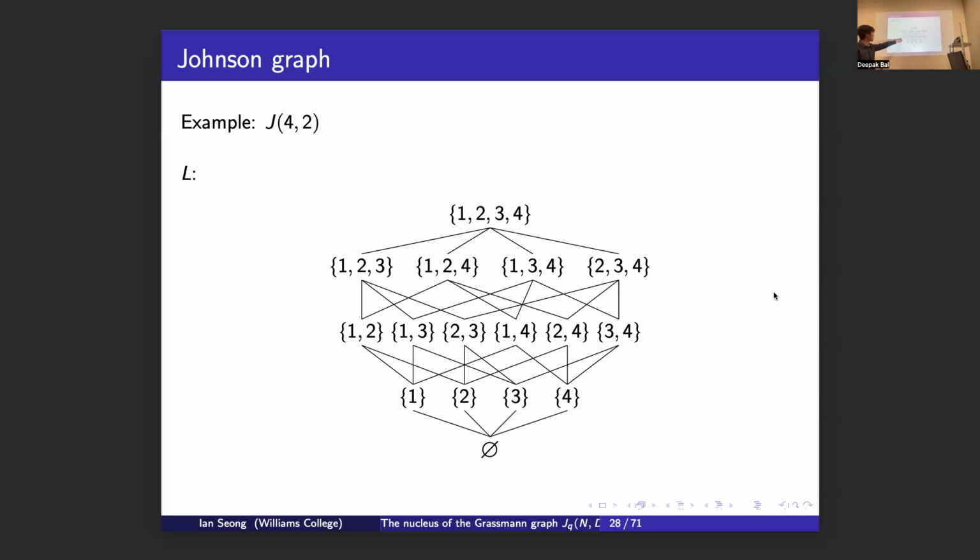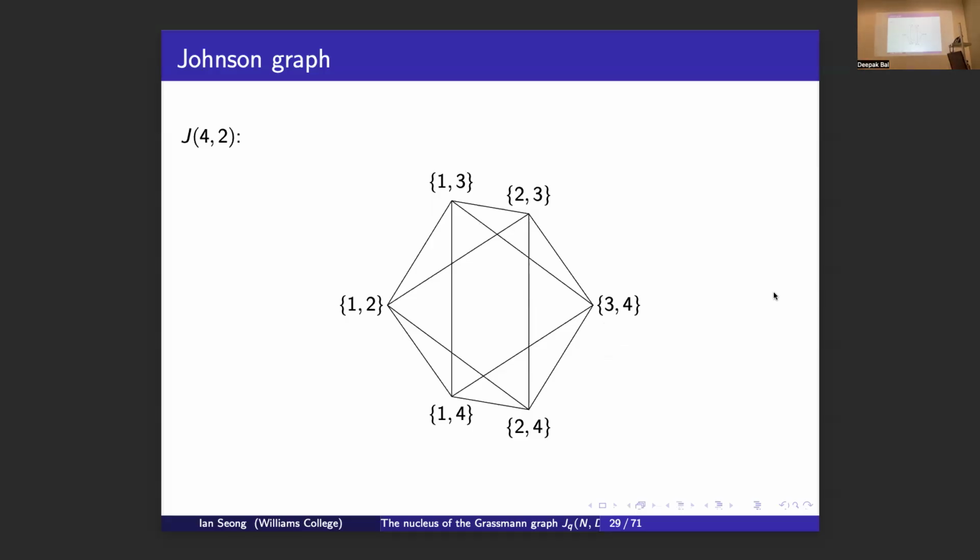So in the graph, you would connect {1,2} and {1,3} with an edge, and so on and so forth. So this is what the graph is going to look like. And as you can see, {1,2} and {1,3} are connected, or adjacent. Another example: {1,4} and {3,4} are adjacent because they share an intersection of {4}, and so on. So we have J(4,2), also known as an octahedron if you switch the perspective. All right, so we have an example of J(4,2).